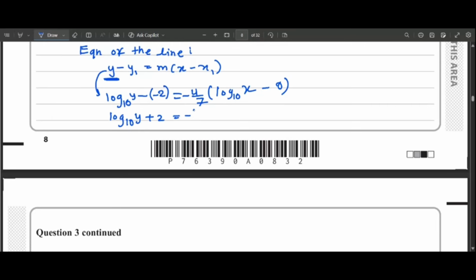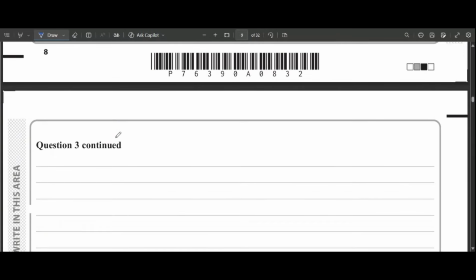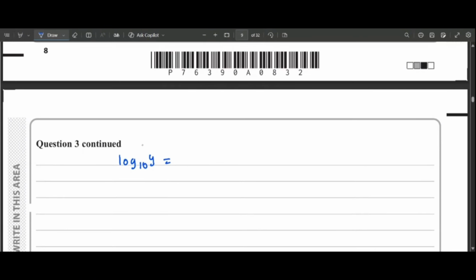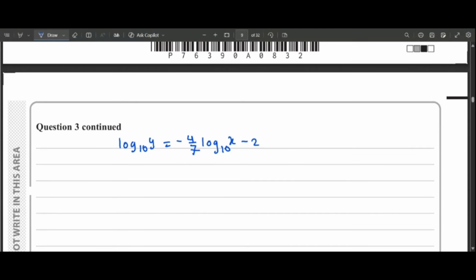Now if we simplify this, we get log10 y equals -4/7 log10 x, and ultimately if we make log10 y the subject of the formula, we get log10 y equals -4/7 log10 x minus 2. This is the equation that links log10 y and log10 x. So this is our answer to part A.